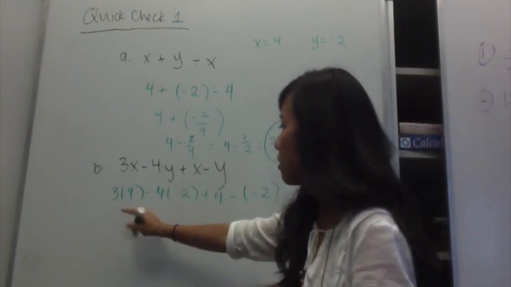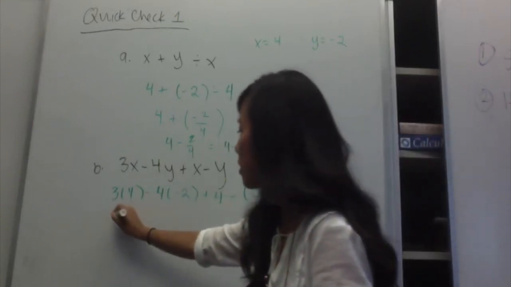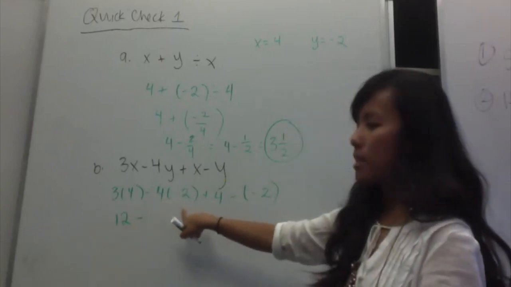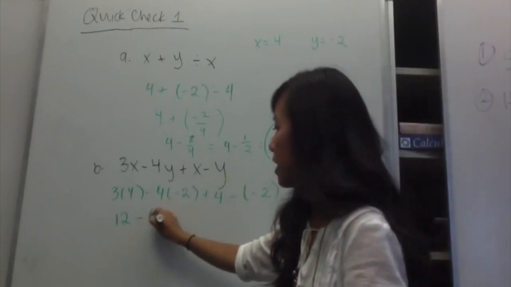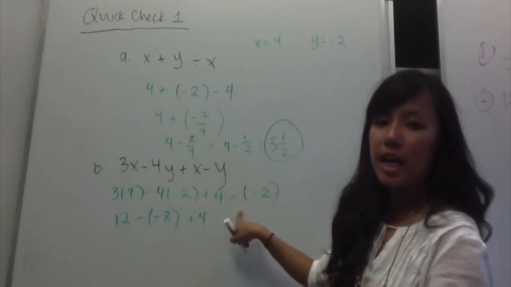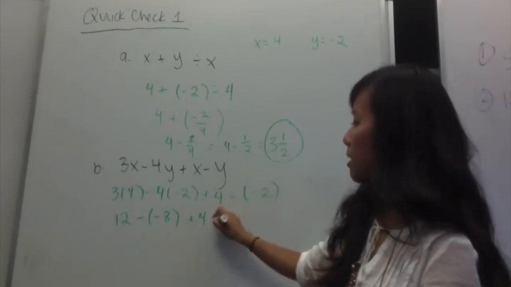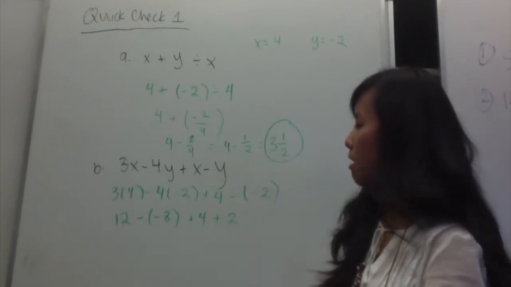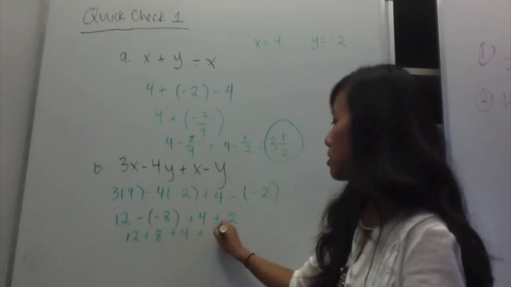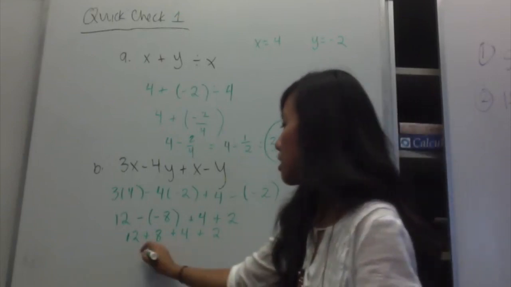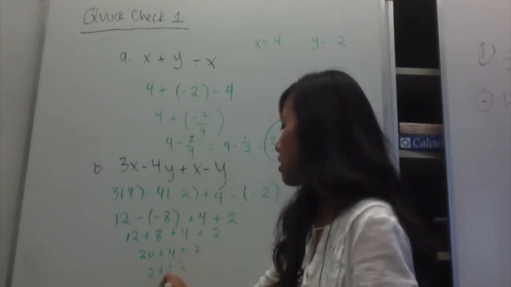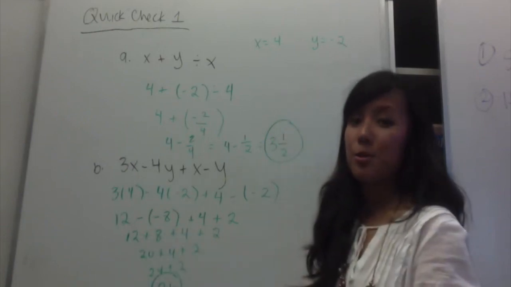Okay, 3 times 4, we'll go left to right. 3 times 4 is 12. All right, minus 4 times negative 2 will be negative 8. Okay, plus 4 minus negative 2, and so that becomes plus 2. And let's keep on going. This becomes 12 plus 8 plus 4 plus 2. So we can add, this becomes 20 plus 4 plus 2. This is 24 plus 2, and then 26. So hopefully you get that.